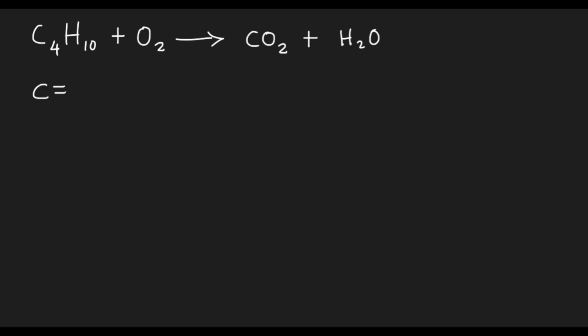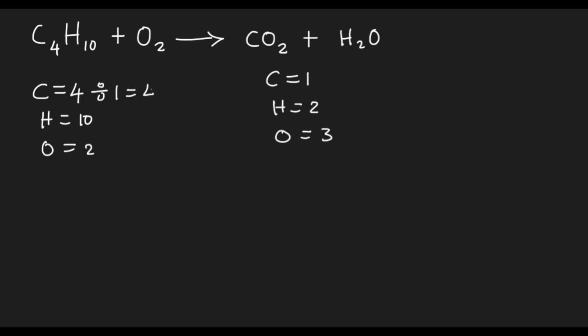So let's begin. We have 4 atoms of carbon on the reactant side, then 1 here, so it's not balanced. Then what of hydrogen? 10 atoms of hydrogen here, then 2 here. Oxygen, 2 from this side, then 3 from this side. So let's begin with carbon. We divide by 1, meaning we need 4. So 1 times 4 is equal to 4. So we put 4 in front of carbon dioxide.